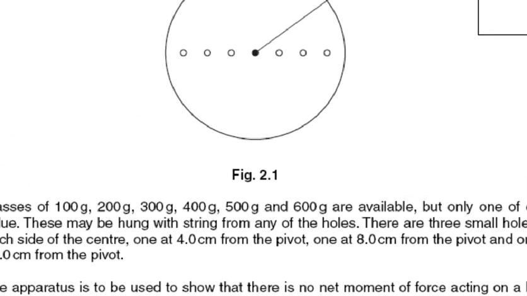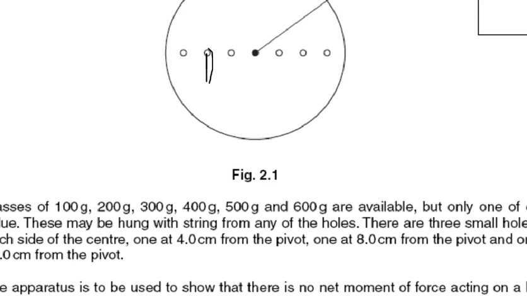Now if you think this through, 100 grams is half the mass of a 200 gram, which means it's going to have half the weight. So I'm going to have to put it twice as far from the center. So I'm going to hang that one from the 8 centimeter hole right there.